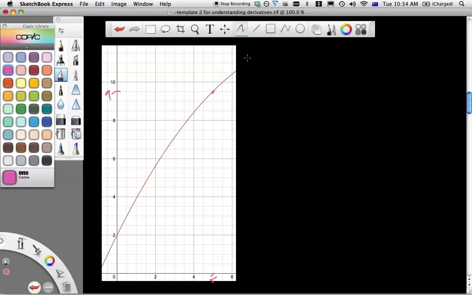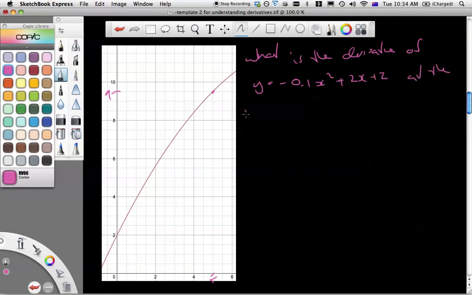So the question is, what is the derivative of y equals negative 0.1 x squared plus 2x plus 2 at the point 5, 9. 5's our x, 9's our y, x, y, z in the alphabet. And so all we have to do, we know the rules by now, you just have to launch your spaceship from here, and it has to be perfectly in line with the graph.